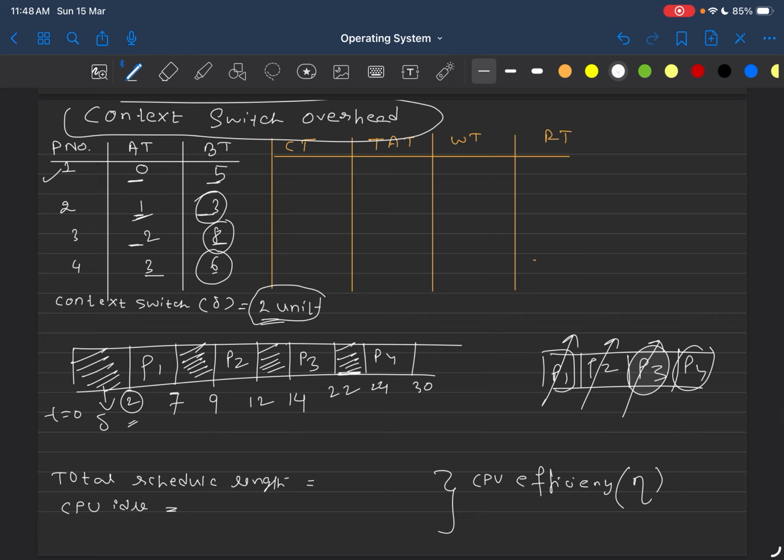What is the completion time of process P1? That is 7. What is the completion time of process P2? 12. Completion time of process P3, that is 22. Completion time of P4, that is 30. So turnaround time is completion time minus arrival time, which I have already shown you in previous examples. That formula was turnaround time equals completion time minus arrival time.